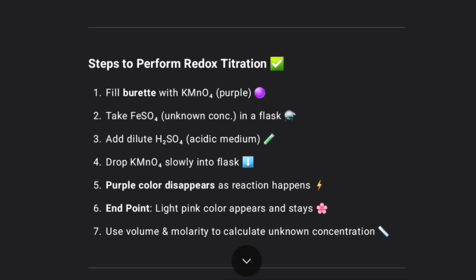Steps to perform redox titration. 1. Fill the burette with KMnO4, purple. 2. Take FeSO4, unknown concentration, in a flask. 3. Add dilute H2SO4, acidic medium. 4. Drop KMnO4 slowly into the flask. 5. Purple color disappears as the reaction happens. 6. Endpoint: light pink color appears and stays. 7. Use volume and molarity to calculate the unknown concentration.